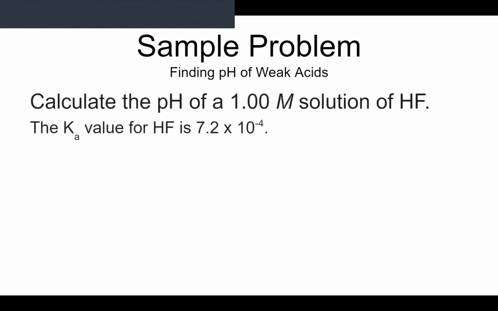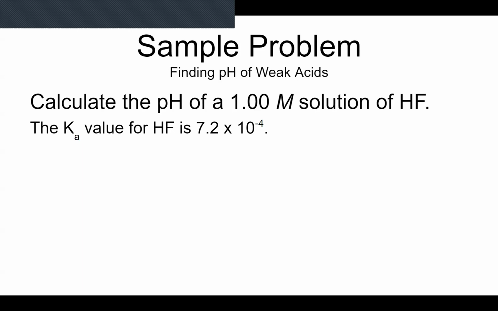Let's say we're asked to calculate the pH of a 1 molar solution of HF. Now, HF is not one of the 7 strong acids. So you're not going to be able to simply take negative log of 1. They also give you a hint. The Ka value for HF is 7.2 times 10 to the negative 4. Whenever the Ka value is some small number like that one, it's going to be a weak acid.